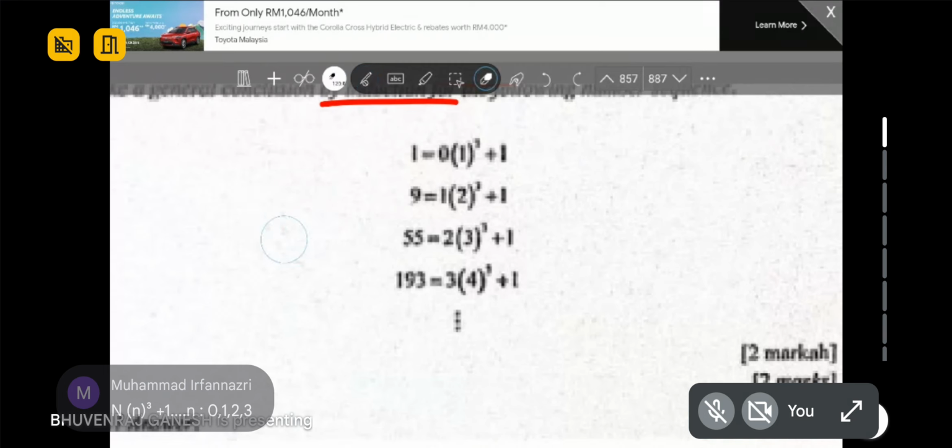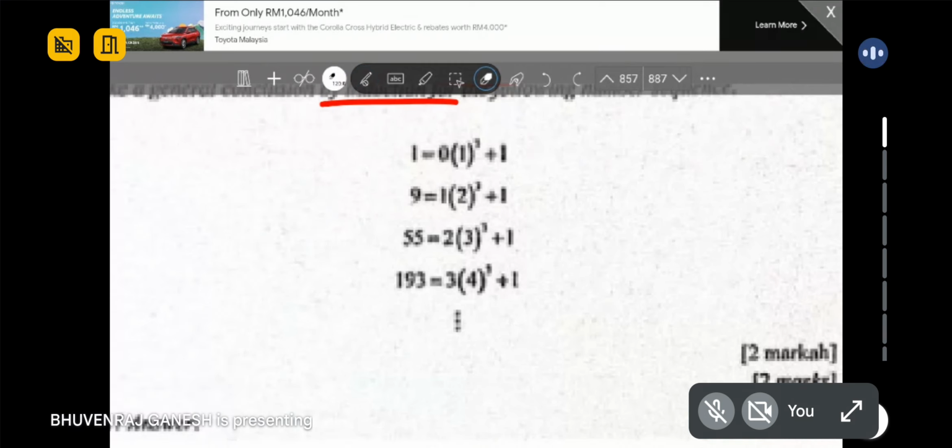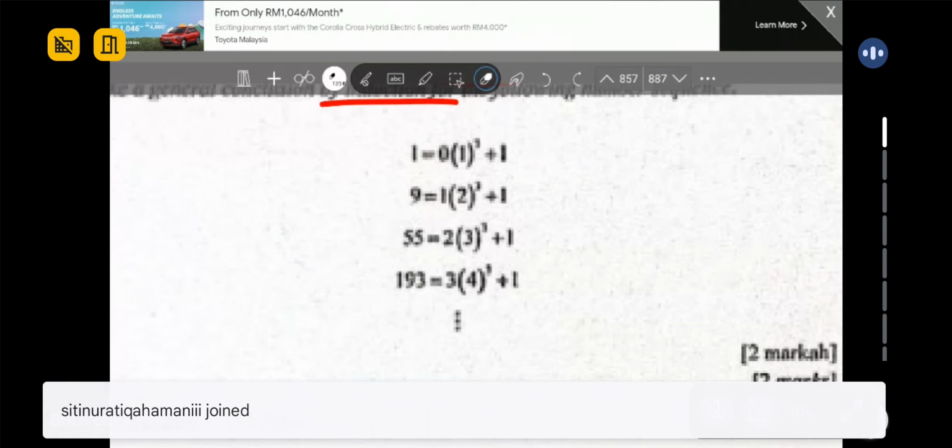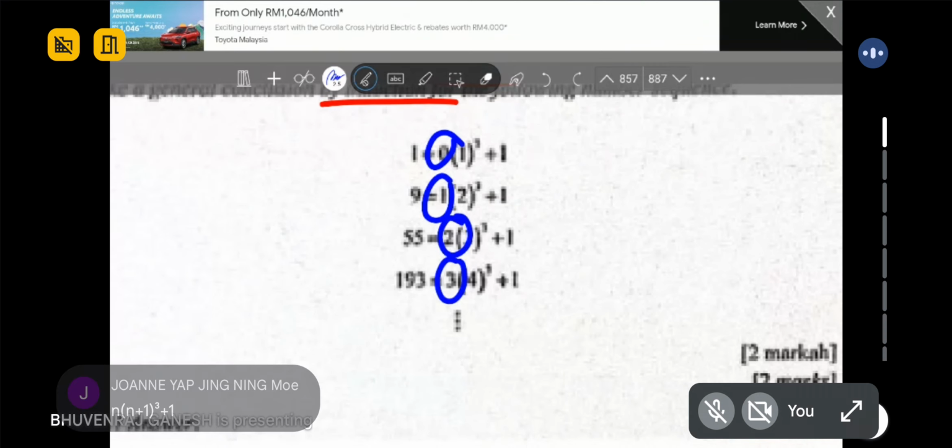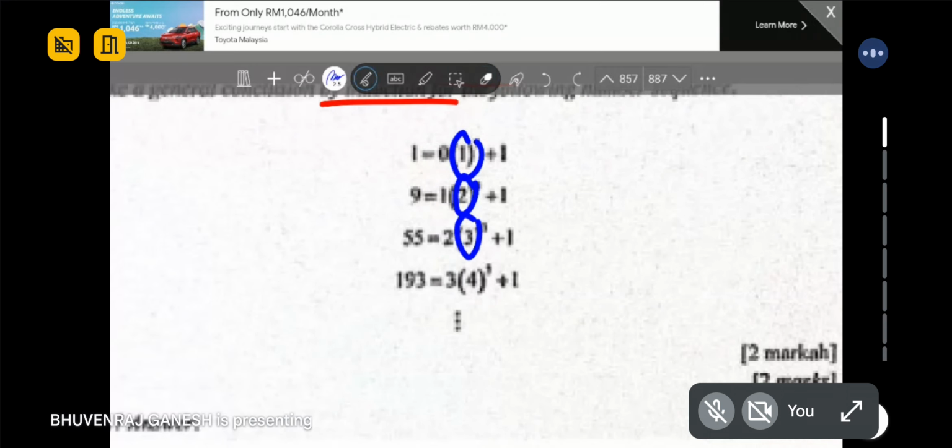Okay. No, bukan. Try again. Cuba lagi. No. See carefully. Kamu kena nampak pola hati-hati. See carefully the pattern. Okay, you see over here, right? 0, 1, 2, 3. Can you see that? 0, 1, 2, 3. And then you see 1, 2, 3, 4. Am I right?